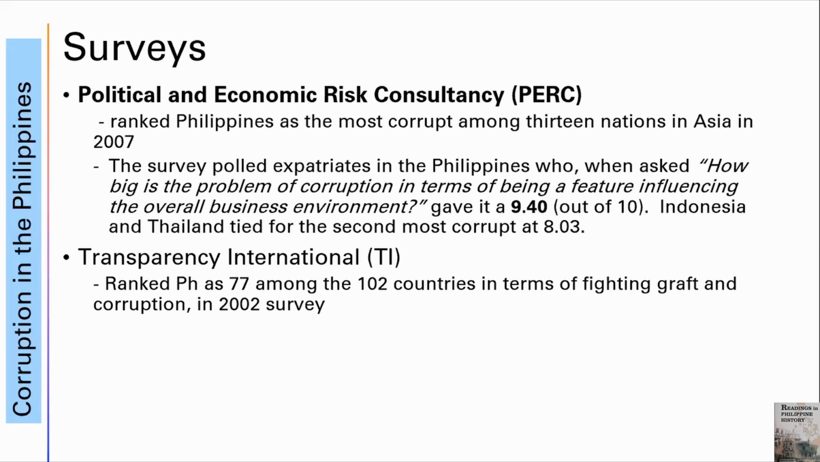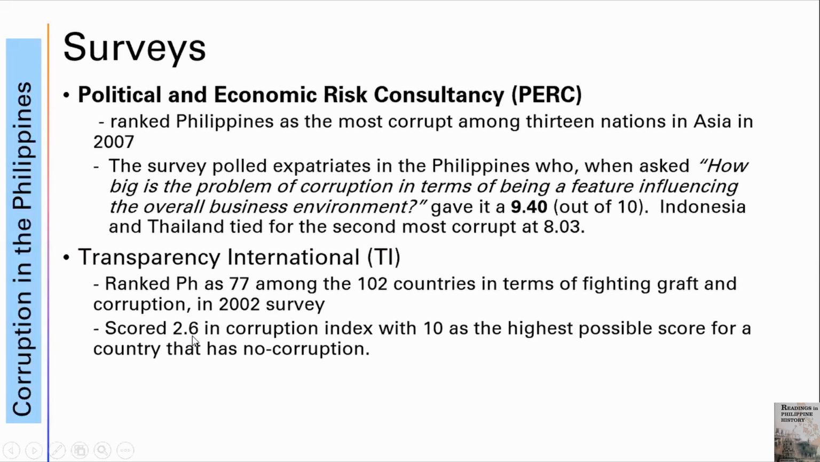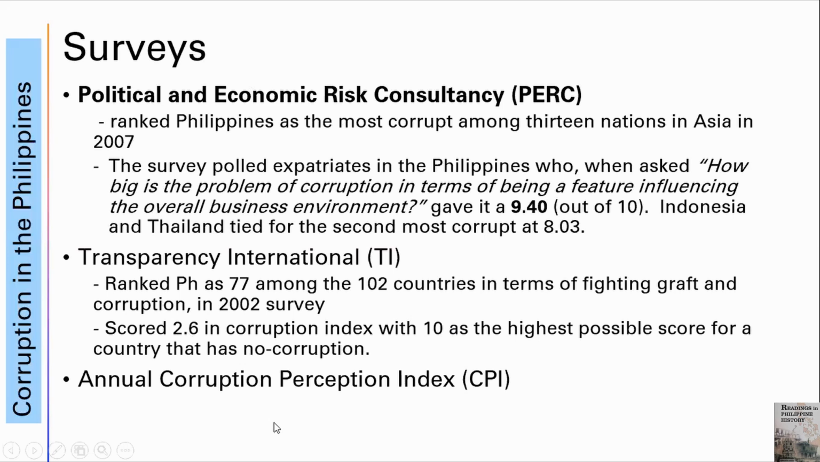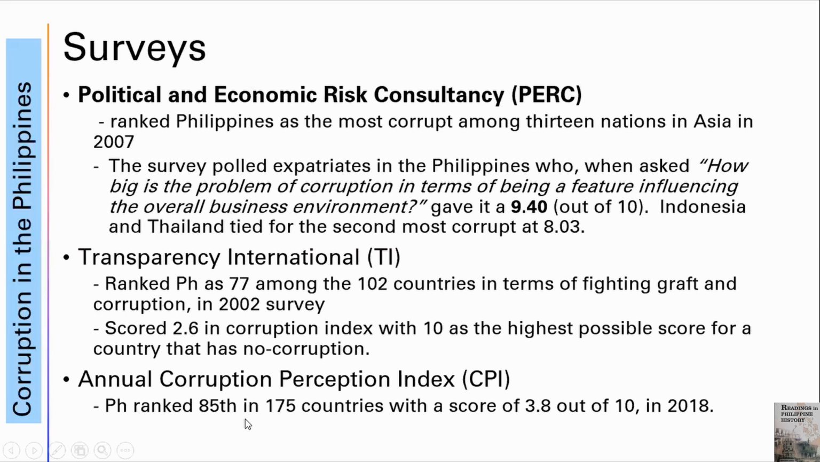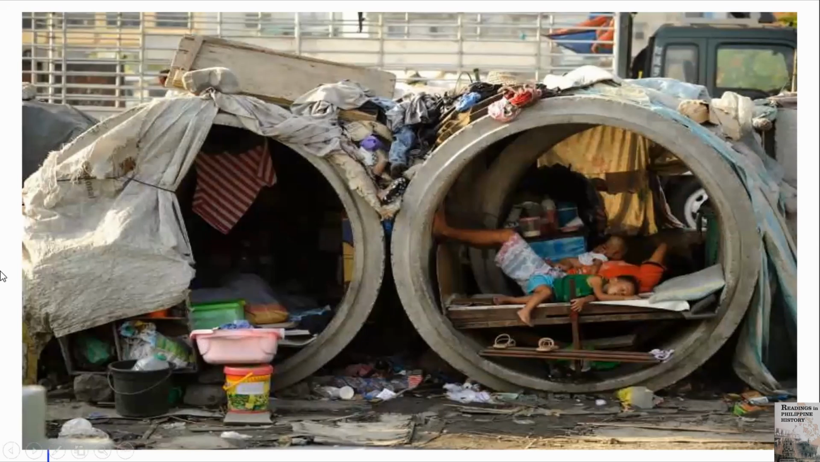It scored 2.6 in the corruption index, with 10 as the highest possible score for a country that has no corruption. So 10 is for the country that doesn't have any corruption, and we are at 2.6. It's very low. Wala ka pasar. In the Annual Corruption Perception Index, the Philippines is ranked 85th in 175 countries with a score of 3.8 out of 10 in 2018. So wala gyapon ka pasar.